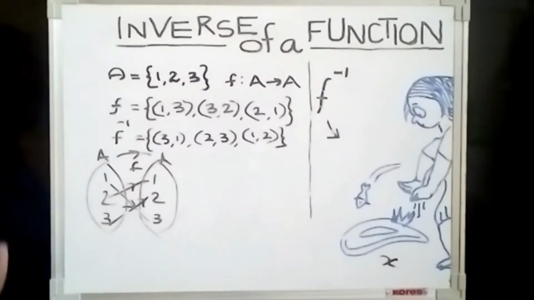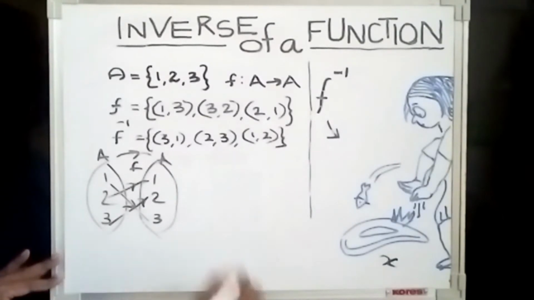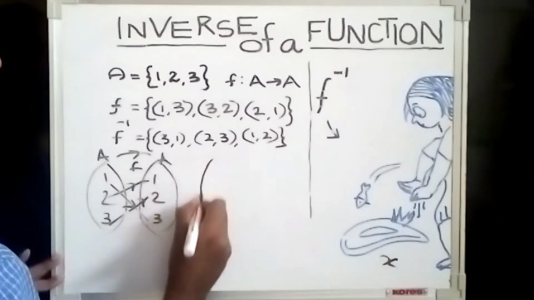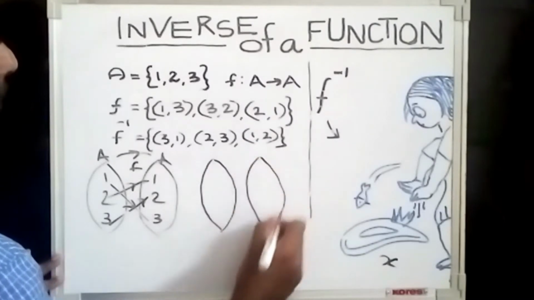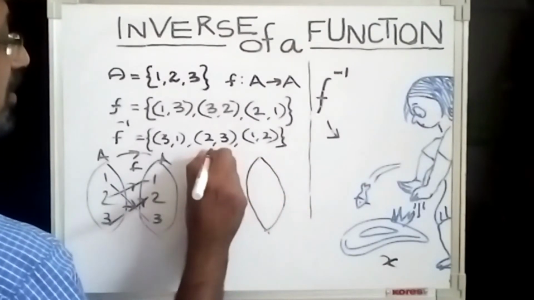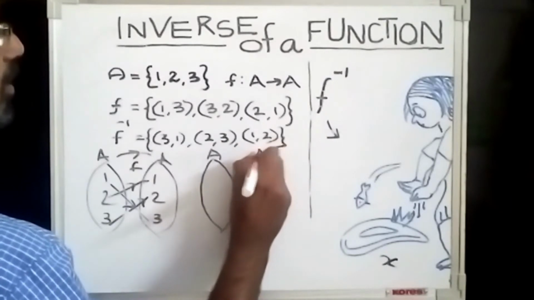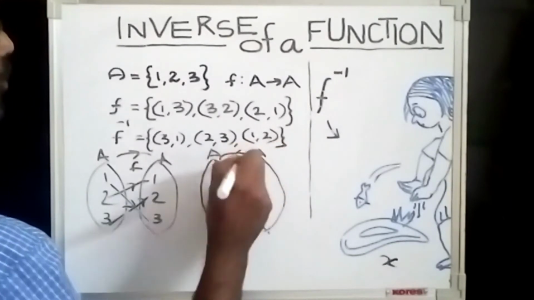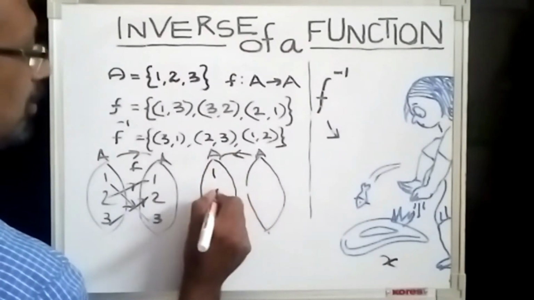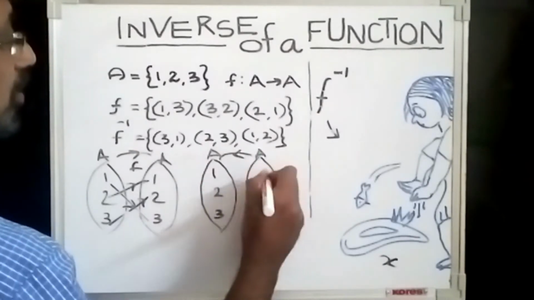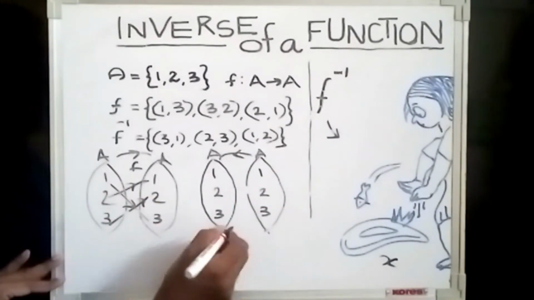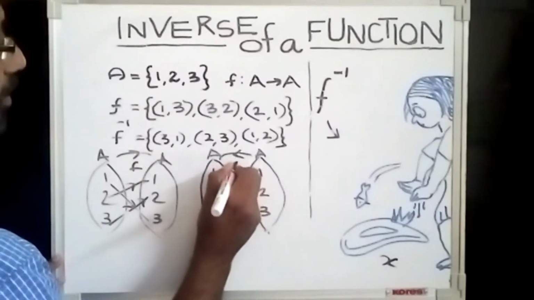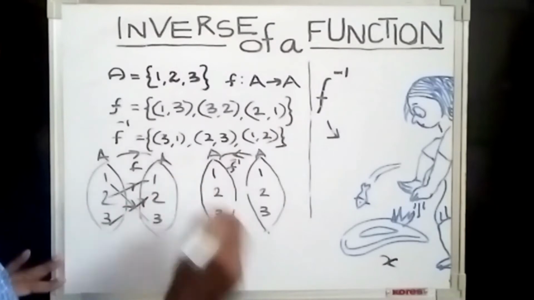Therefore, what about f inverse? f inverse is the reverse function from A to A itself. Therefore, let us draw f inverse. f inverse is defined from the second set to the first set. A to A, and 1, 2, 3, f inverse 1, 2, 3, and here 1 is related to 3. Therefore, in f inverse, it is from the second set to the first set.